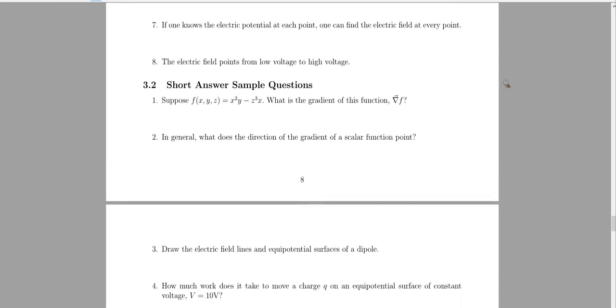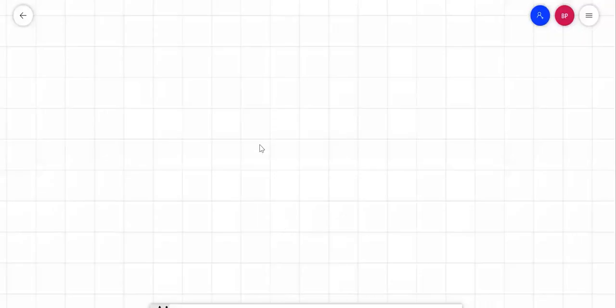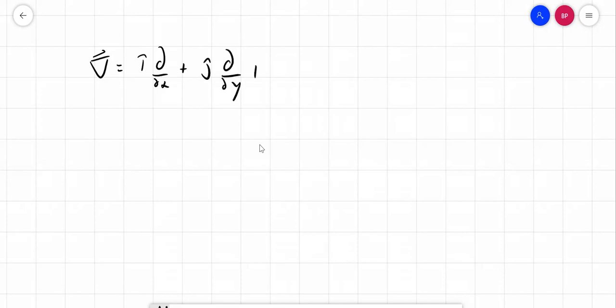All right, short answer. Suppose our function has this form. What is the gradient of that function? Well, our function here is in Cartesian coordinates, so we'll use the Cartesian version of the gradient. In Cartesian coordinates, the gradient is the partial derivative with respect to x in the x direction, plus the partial derivative with respect to y in the y direction, plus the partial derivative with respect to z in the z direction.